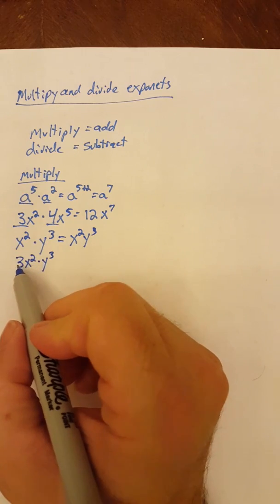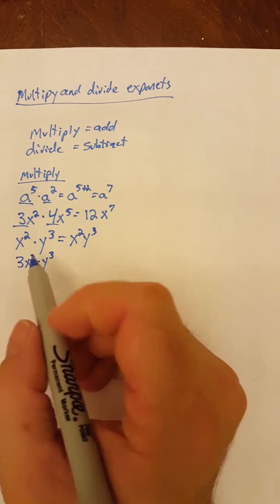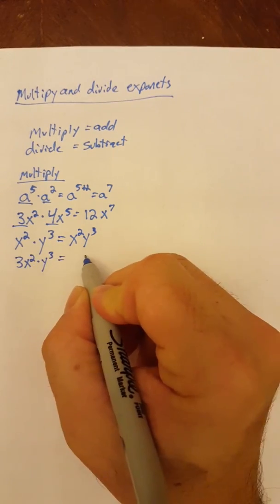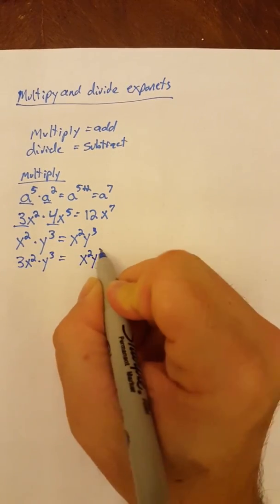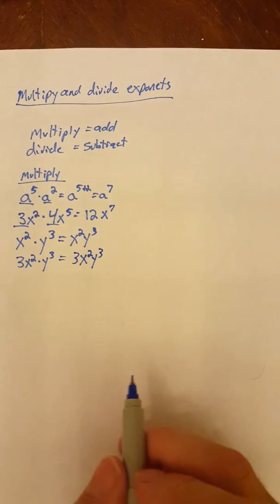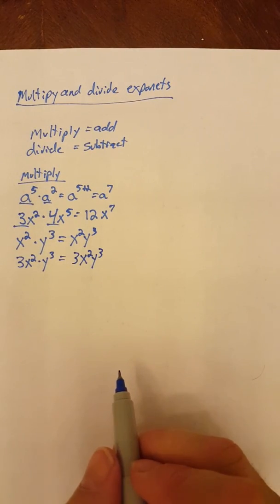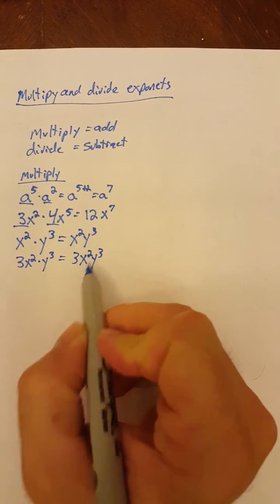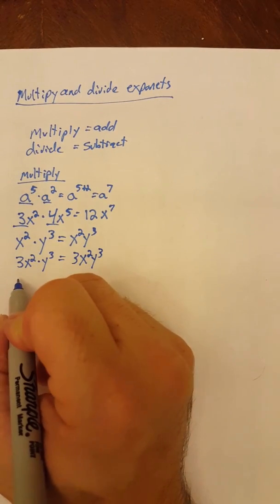Now, if we had coefficients in front, the coefficient wouldn't just stay in front of the x, it would go in front of the whole entire thing. So we'd still put the two together, the x squared and the y cubed, but the coefficient would be out front. So that 3 is multiplying to everything, since all of these are just multiplied by each other.